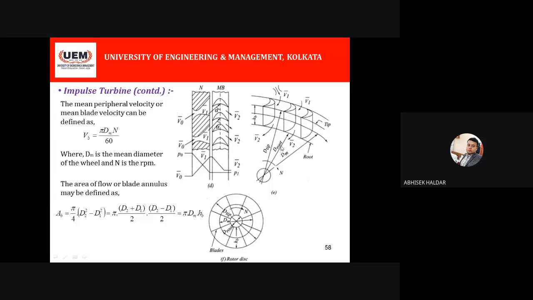D tip or D root? Which one is larger? Sir, D tip, sir. D tip is the larger one. So D2 means the D tip, D1 means the D root.